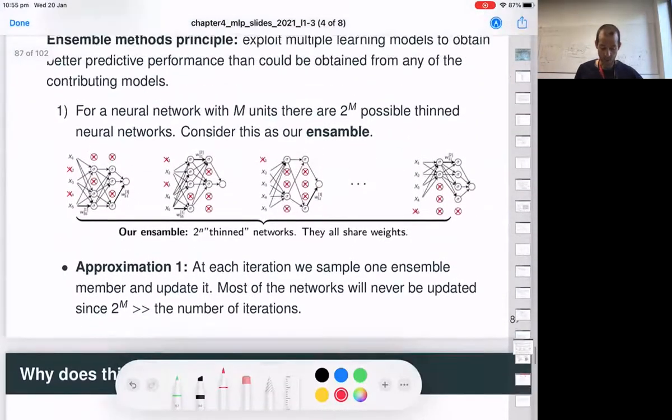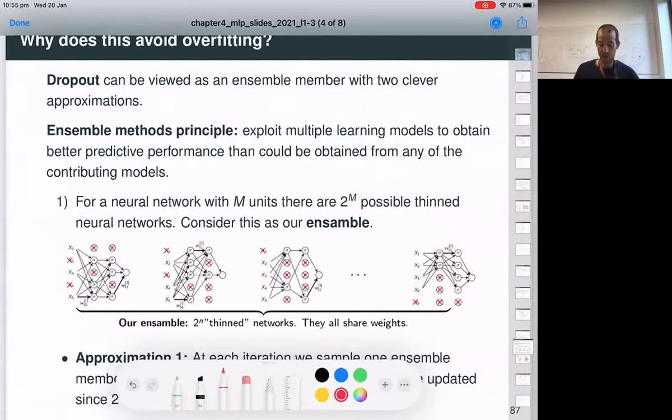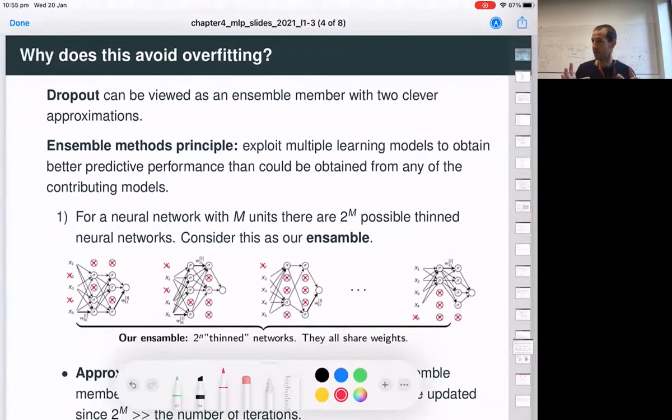So I just explained the intuition why it's working. The dropout can be viewed as an ensemble member. You know what the ensemble method is? The ensemble method in statistics, in machine learning, is to use many models. The best prediction, in fact, is not done by one model, it is the average of all your models. So you have an ensemble of models, you have a prediction for each model, and at the end, you combine all your models, you take the average, and you have the prediction. This is the principle of the ensemble method. So it exploits multiple learning models to obtain better prediction performance. And the dropout can be viewed as an ensemble method, because in fact you have different models. But we have some approximation to understand how it's working.